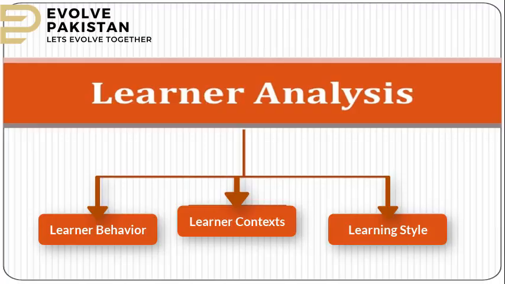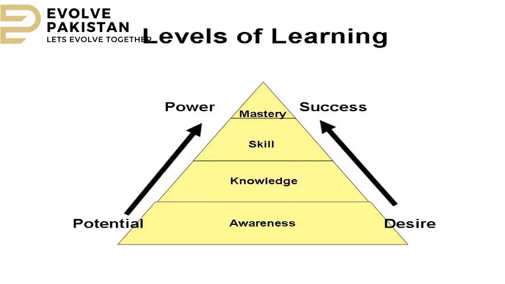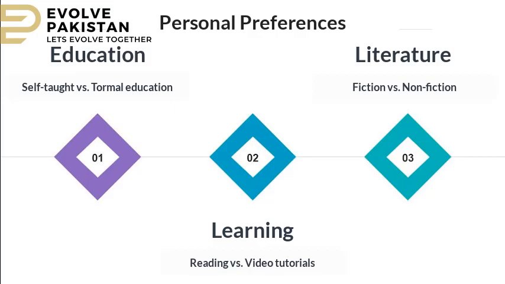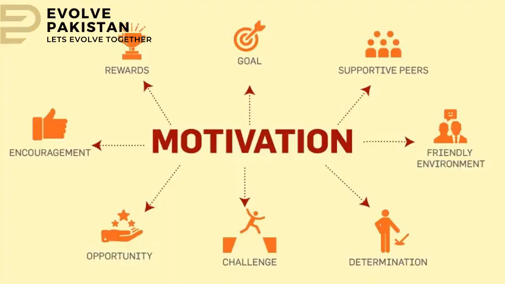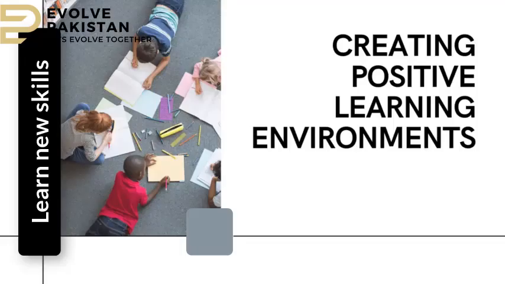3. Analyze learners and contexts. Identify learner behavior and learning style. Learners' current level of skill, personal preferences, motivation factors and attitudes are determined, as is the environment in which learners will learn and then use new skills.